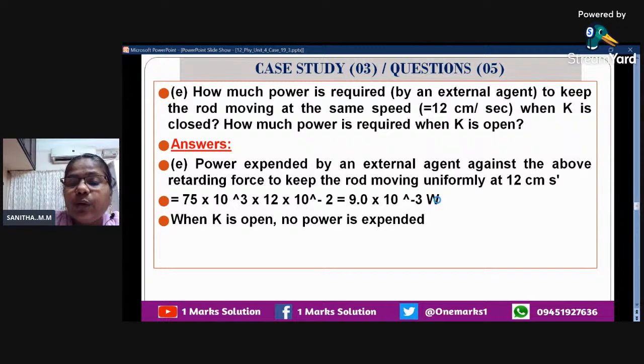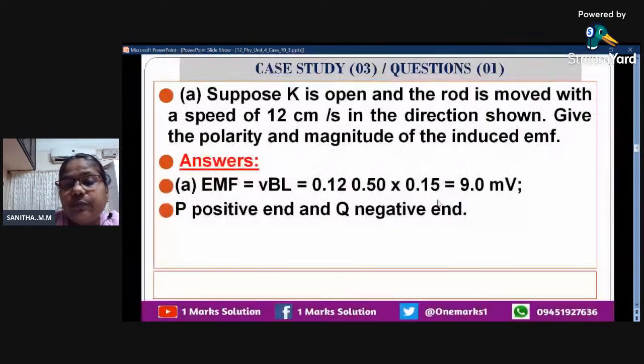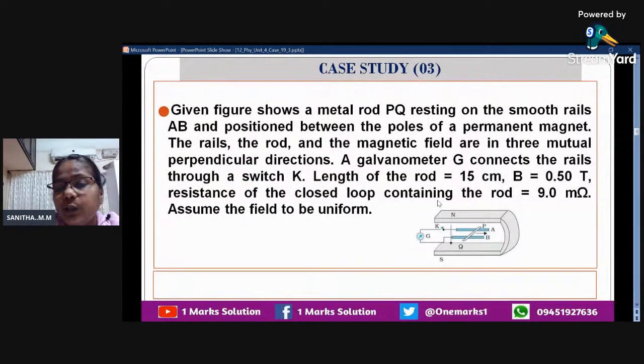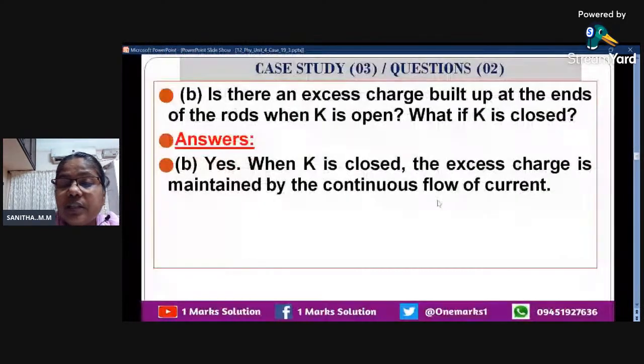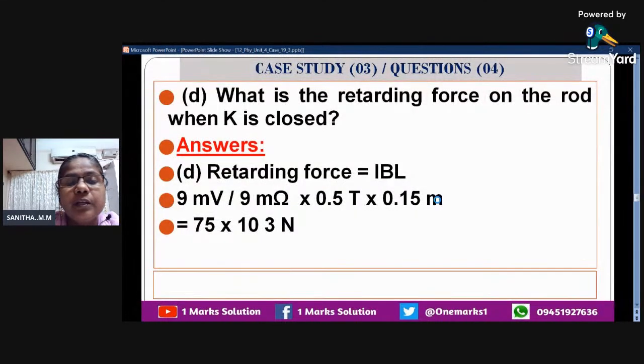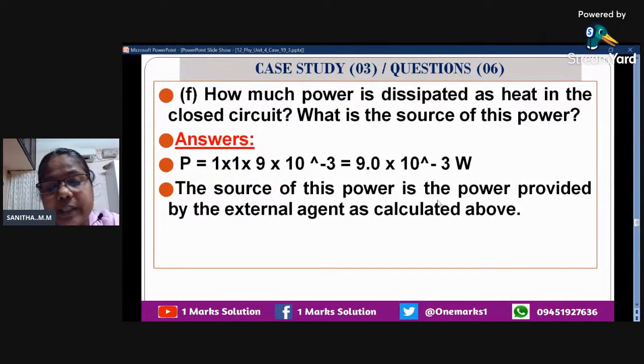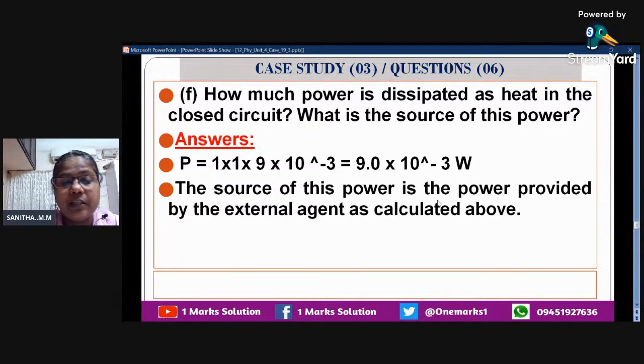Okay. Now I'm just showing the figure once again. Why? Because you should know that the source of the external power is there: if you want to move this rod, we have to apply a force. So that is why, at the last, we are telling the source of this power should be some external agency. Okay, so I think it's clear. Now you can see the last question, I'm just pointing out once again: the source of this power is the power provided by the external agents as calculated.